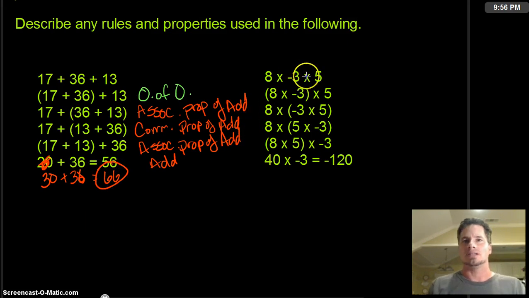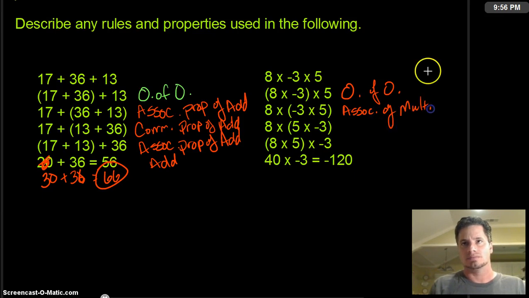Okay, looking at this next one, I've got multiplication. So what does order of operations tell us to do? It tells us to do the first two first. So that's order of operations. Well, I changed the grouping from the first two to the next two. So if I'm changing grouping, that is associative property of multiplication.